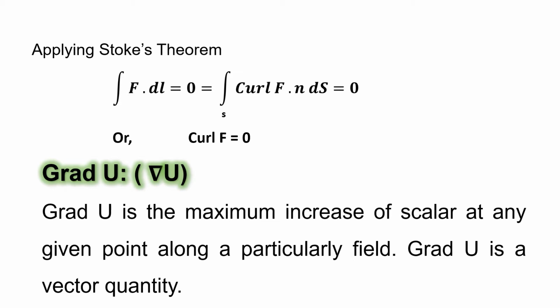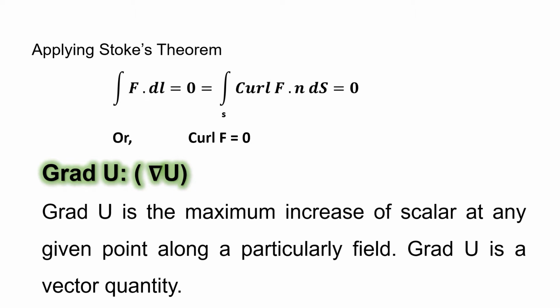Now, for the definition of grad u, or del u: u is a scalar, and grad u gives the maximum increase of a scalar at any given point along a particular field. Grad u is a vector quantity, while u is a scalar quantity. When grad is applied to it, the scalar quantity is converted into a vector quantity. It means that if the magnitude of a scalar tends to increase, and grad is applied on it, it gives a specific value in vector form in a specific direction.